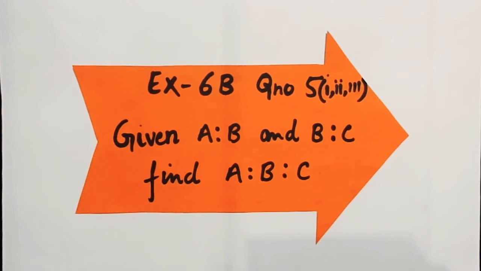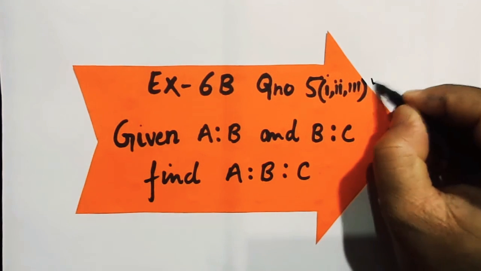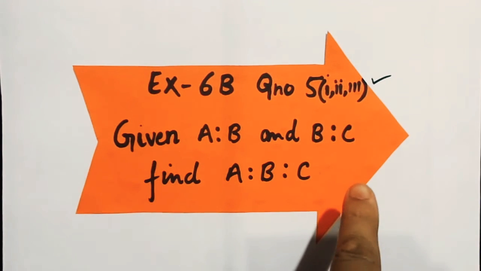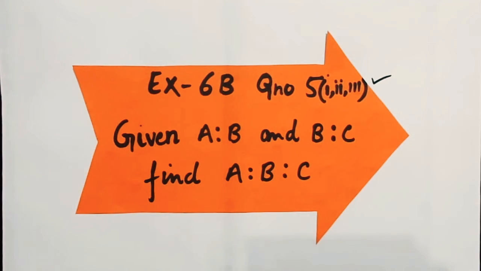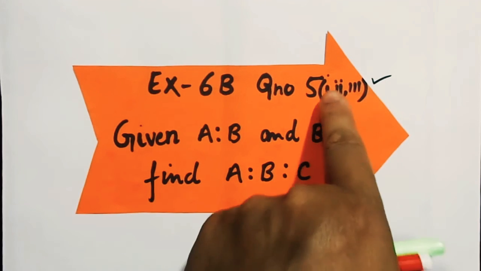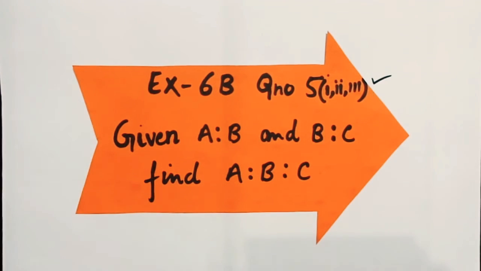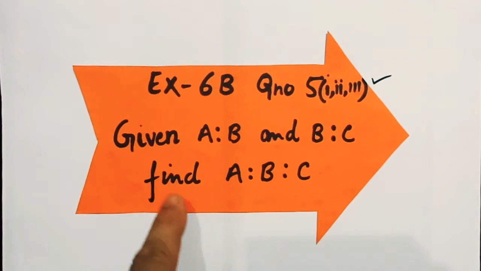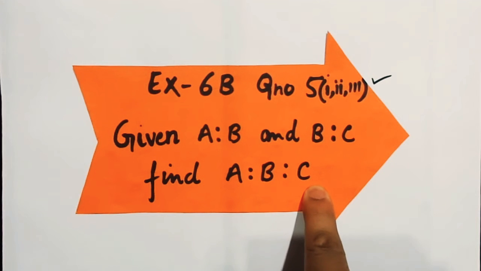So once again we are back with exercise 6b, question number 5, 1, 2 and 3 only. So this video is going to be very short, isn't it? Why? 1, 2 and 3 is because they are of the same type. So given A is to B and B is to C, find A is to B is to C.